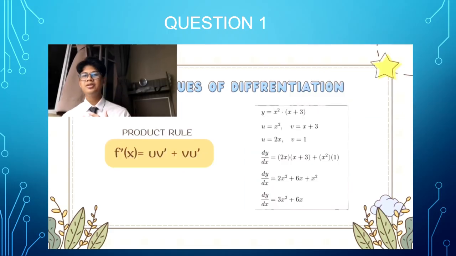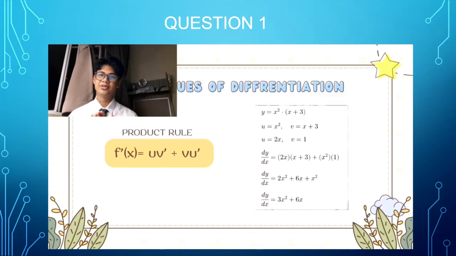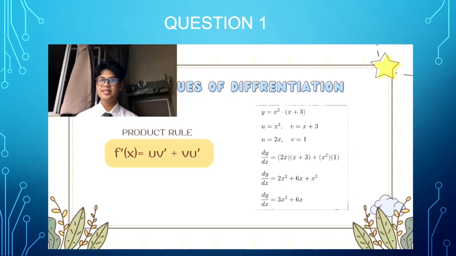The second technique that we are going to be talking about is the product rule. We only use the product rule whenever the question is a multiplication. Before I go on to the example, let's first look at the formula itself. The formula for the product rule is simple: f prime x, or dy/dx, equals uv prime plus vu prime.